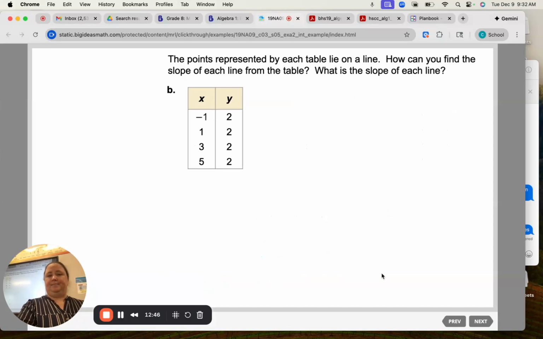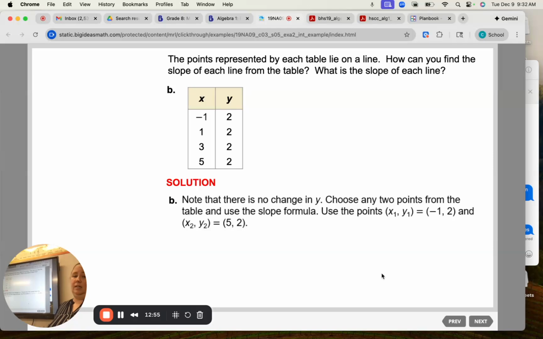All right, let's look at B. All right, so again, we're going to choose 2 points. Does it matter which points I choose? No, I could choose the first one and the last one. I could choose the first 2 in a row. They chose the first and the last one. Okay, so my 1s is this coordinate, negative 1, 2, and my 2s are 5, 2. So we're going to write that into my formula for a slope. So it'd be 2 minus 2 over 5 minus a negative 1.